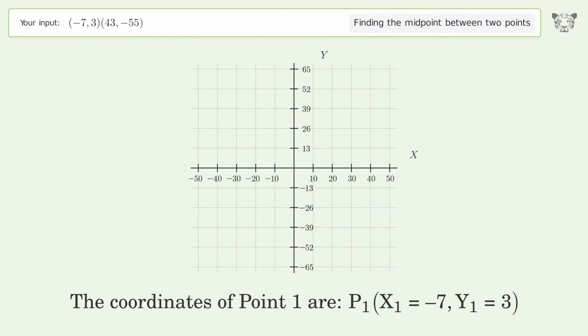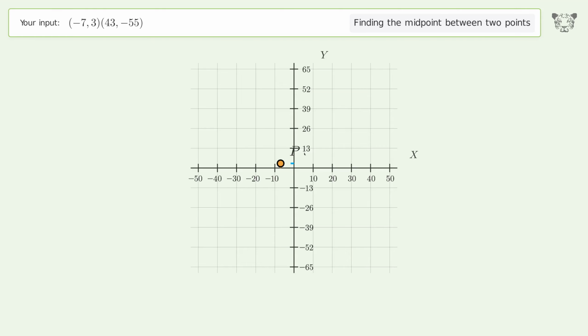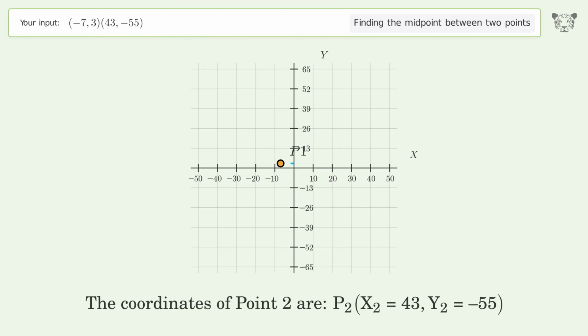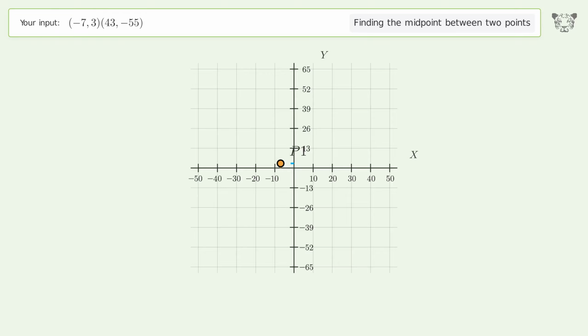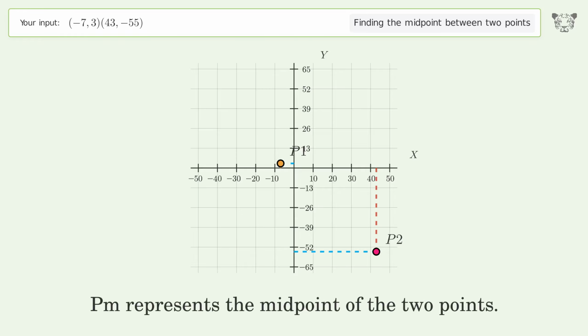The coordinates of point 1 are, x1 equals negative 7, y1 equals 3. The coordinates of point 2 are, x2 equals 43, y2 equals negative 55. PM represents the midpoint of the 2 points.